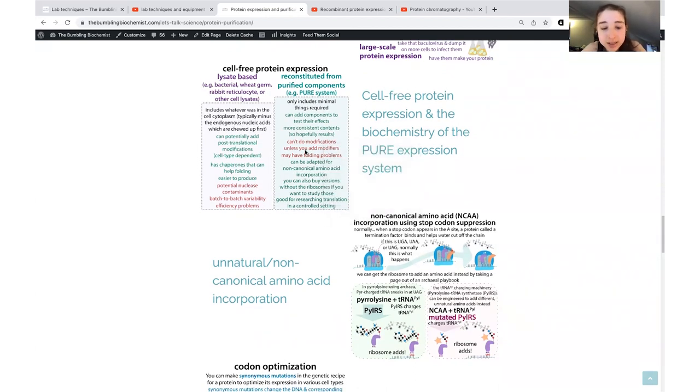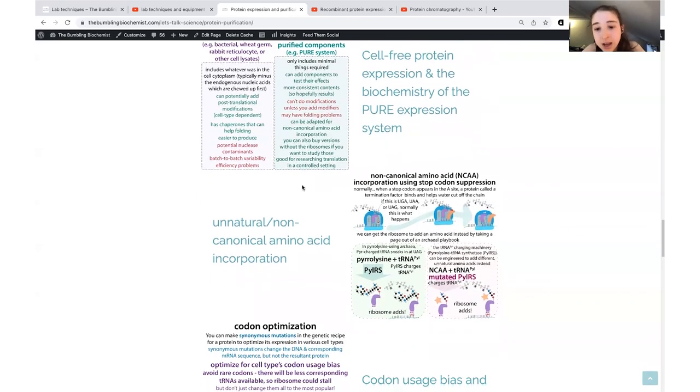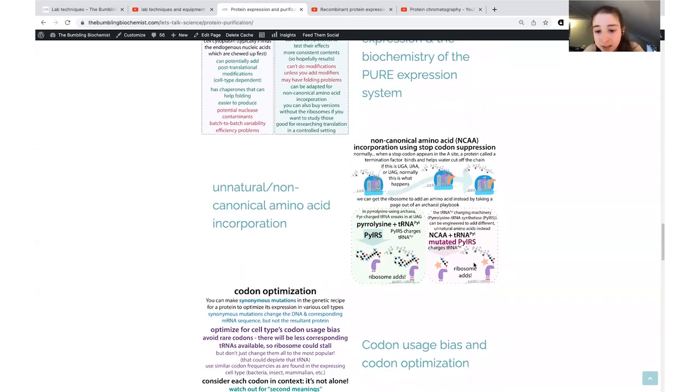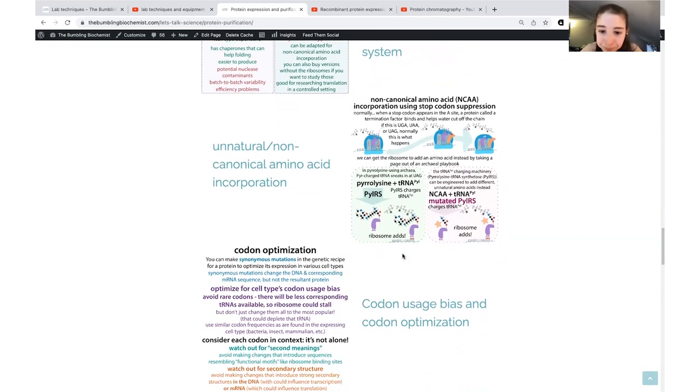What's really cool about this is that you can adapt it so that you can use non-canonical amino acids. Amino acids that wouldn't normally get added, you can add in there and trick the system into adding them.